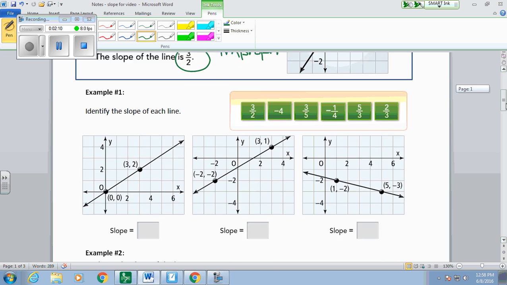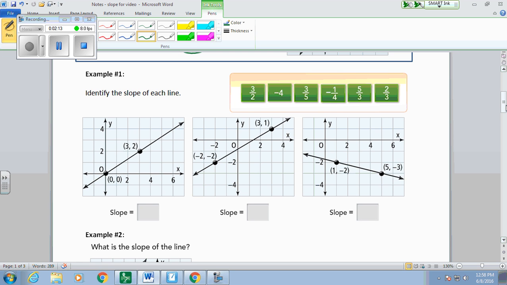Example number 1, we're going to identify the slope of these 3 lines. They're giving us a couple examples of what they could be. They have already plotted the points for a couple of these, which is very nice. For the first one, we start off at 0, 0, and rise up until you get to the same line on the grid as the other coordinate. You're making a right angle here. You don't have to actually draw the right angle in. You count up that we rose up 2, and then we ran over 3. So your slope would be 2/3.